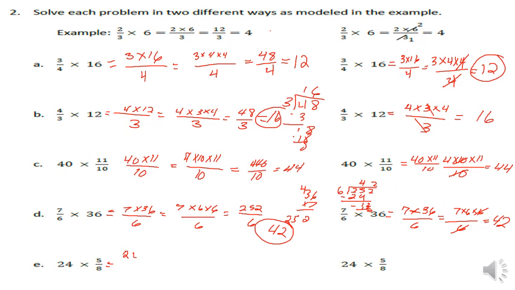Our last problem on this sheet, we end up with 24 times 5 over 8. And I'm going to decode 24 since I know it's a multiple of 8, which would be 3 times 8 times 5 over 8.